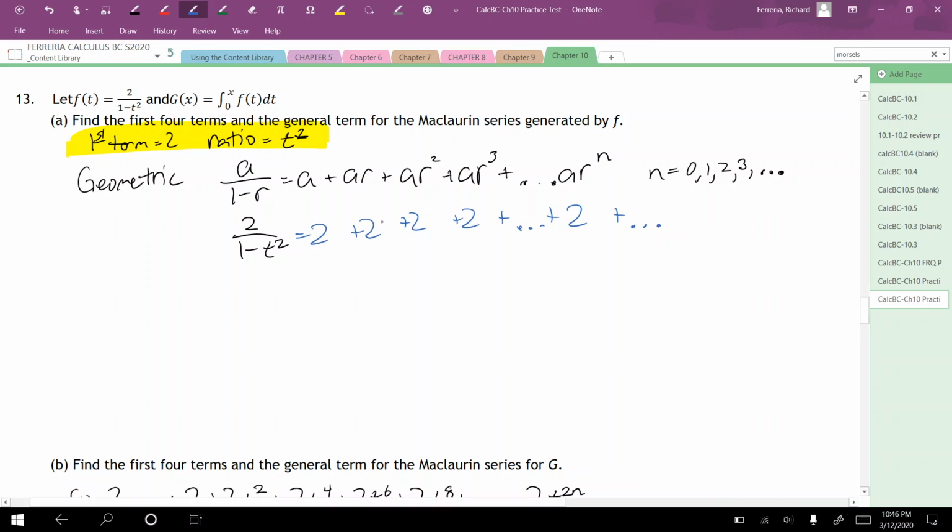So here's my first r. We'll put a t squared here. This is t squared squared, so t to the 4th. This is t squared cubed, which is t to the 6th. And this is t squared to the n, so t to the 2n. And look at that. That is my first four terms and my general term, all wrapped up in one.